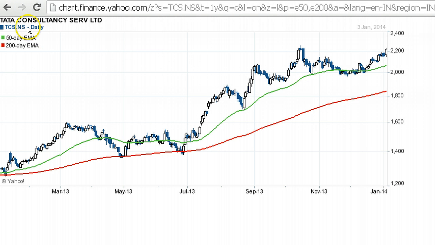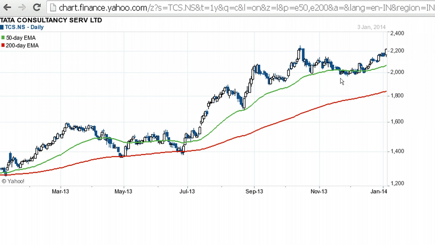This is the Tata Consultancy Services chart for the last 1 year, and this is the candlestick chart with the everyday variations of the stock price. So basically, I've marked the 200-day EMA here in the chart. You can see the green line is the 50-day EMA, and the red line is the 200-day EMA.